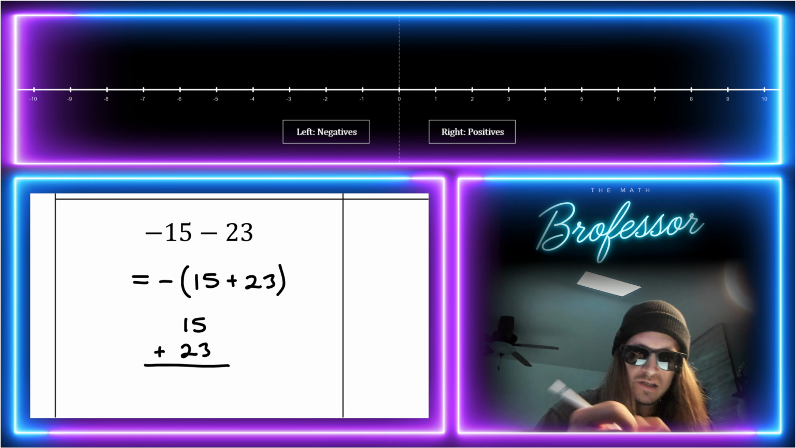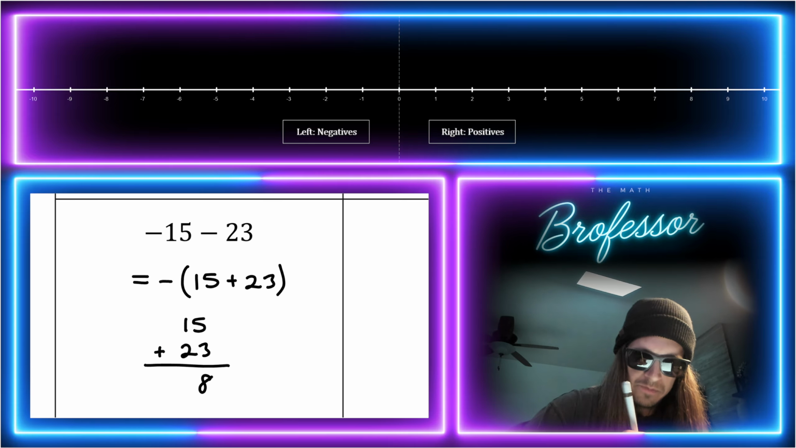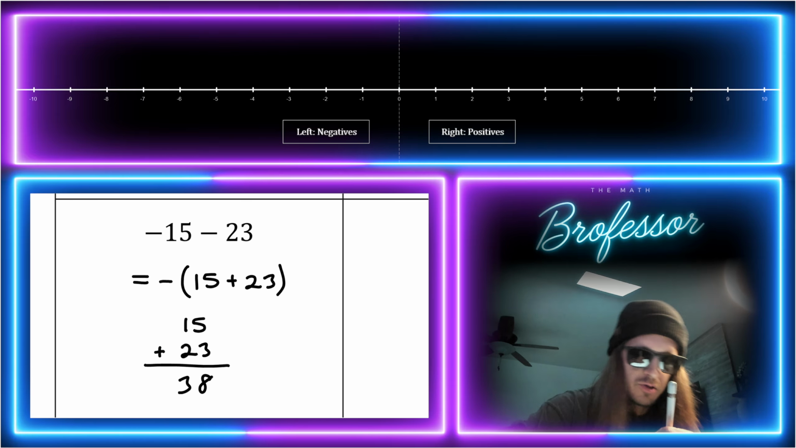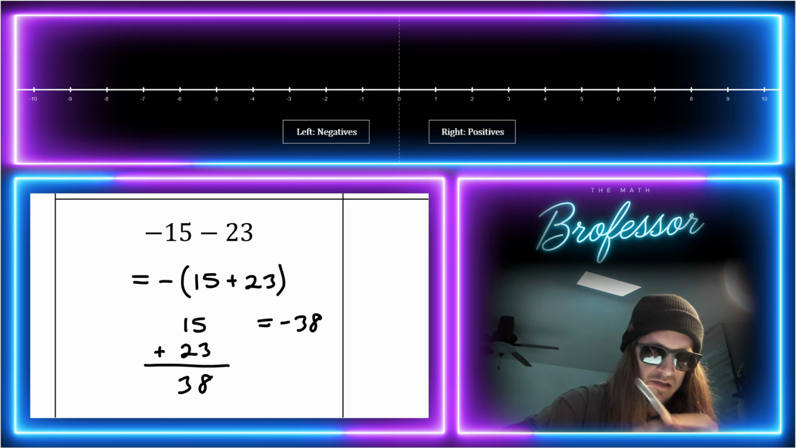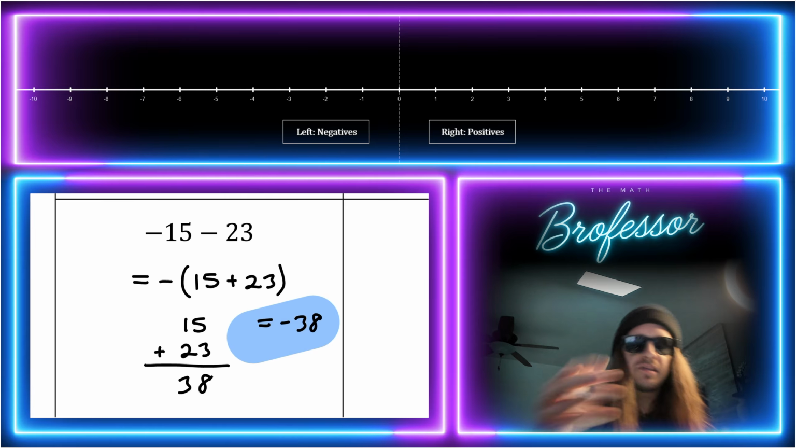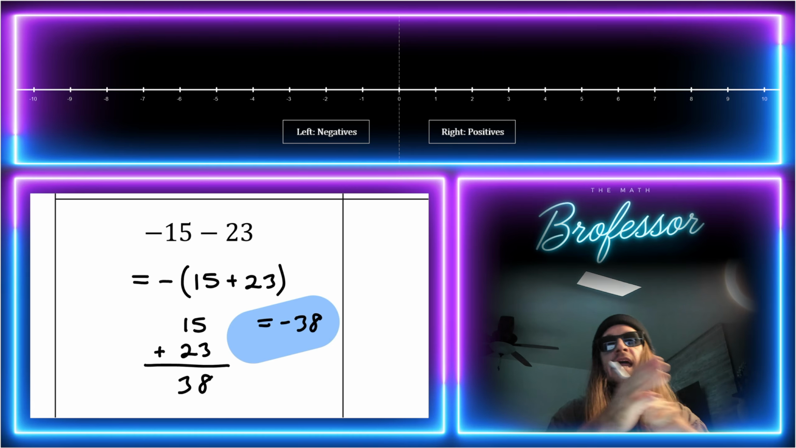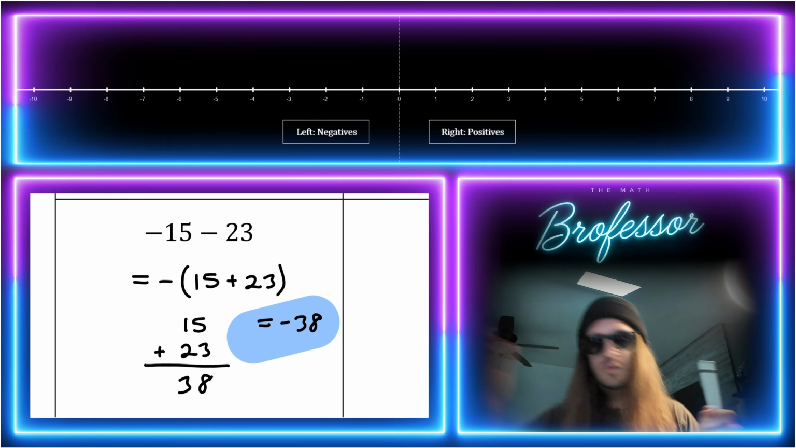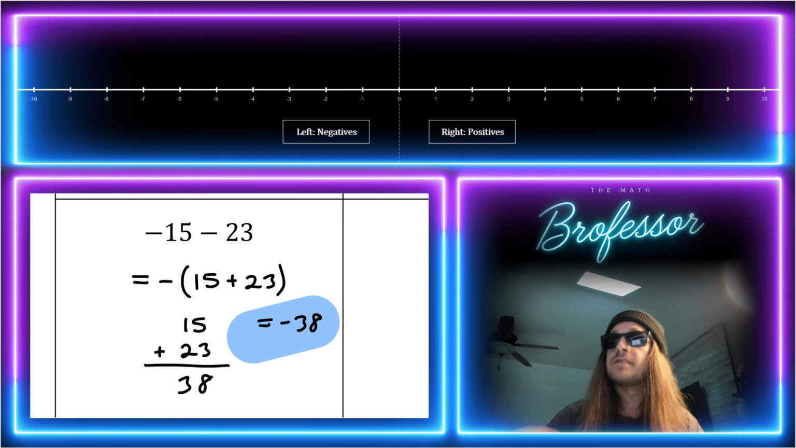You would add 15 and 23 just like we did. 5 plus 3 is 8. 1 plus 2 is 3. But it's the opposite. So the answer here is negative 38. This is the opposite of starting at 15 and going right 23 spaces. It's starting at negative 15 and going left 23 spaces. And if you do that on a number line, you will land at negative 38.